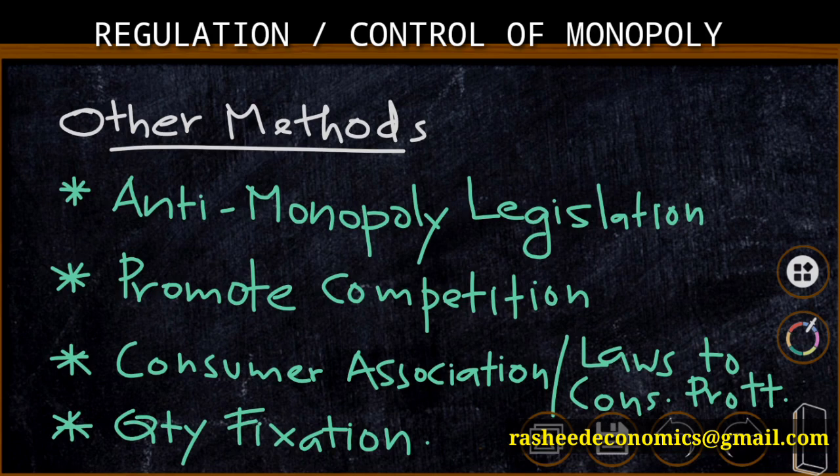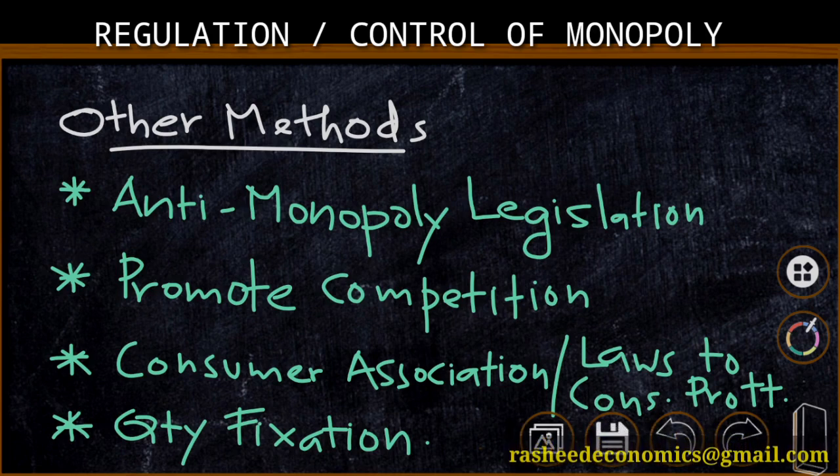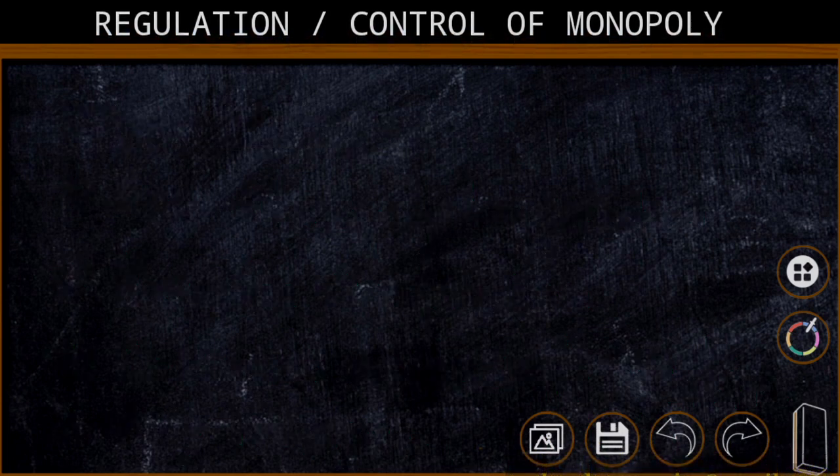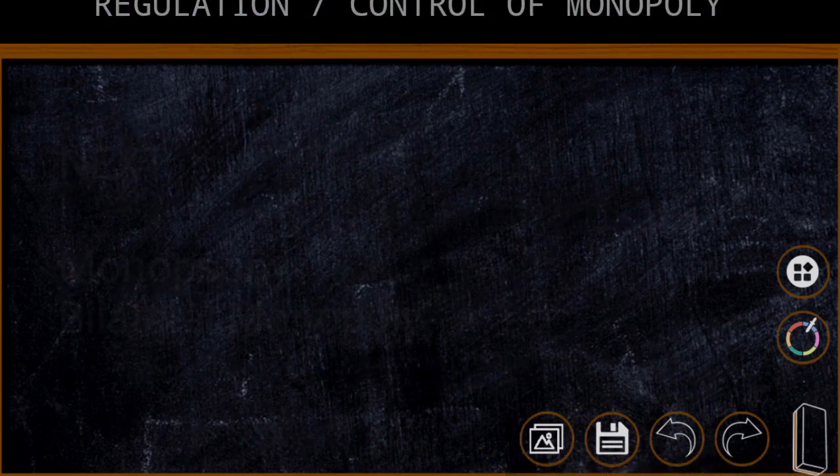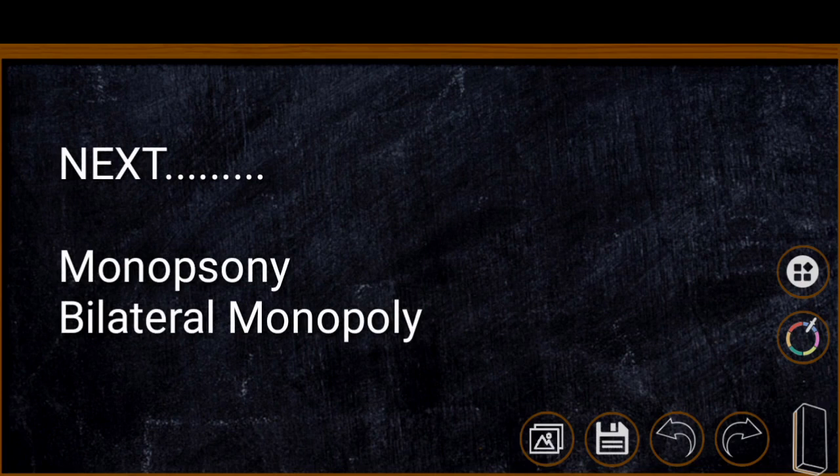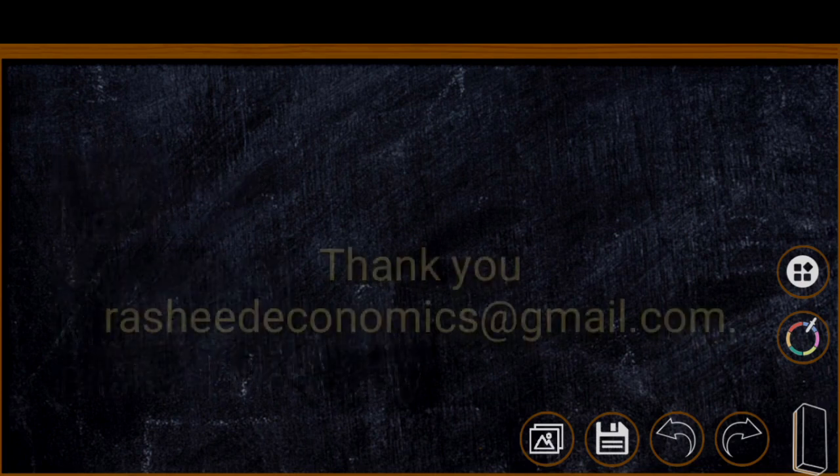The effectiveness of all these methods depends upon how it improves the quality of life and welfare of the ultimate consumer. That is the basic question here. In the next, we will be analyzing monopsony market and bilateral monopoly.